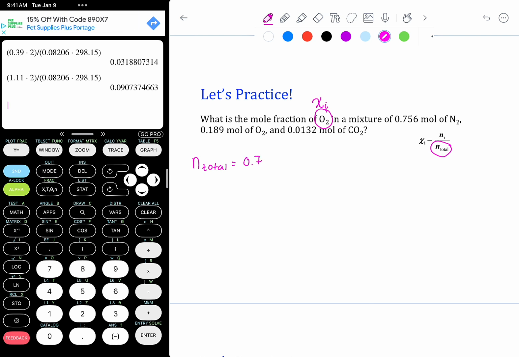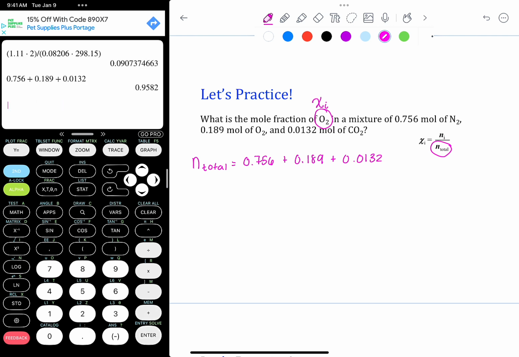0.756 plus 0.189 plus 0.0132. 0.756 plus 0.189 plus 0.0132. So our N total is 0.9582 moles.